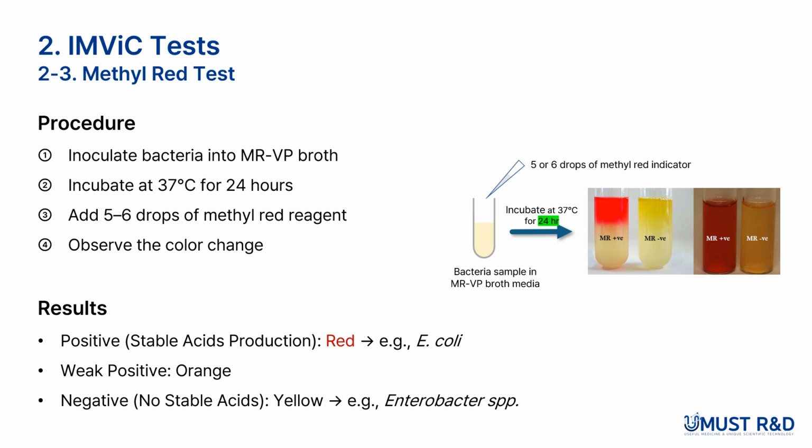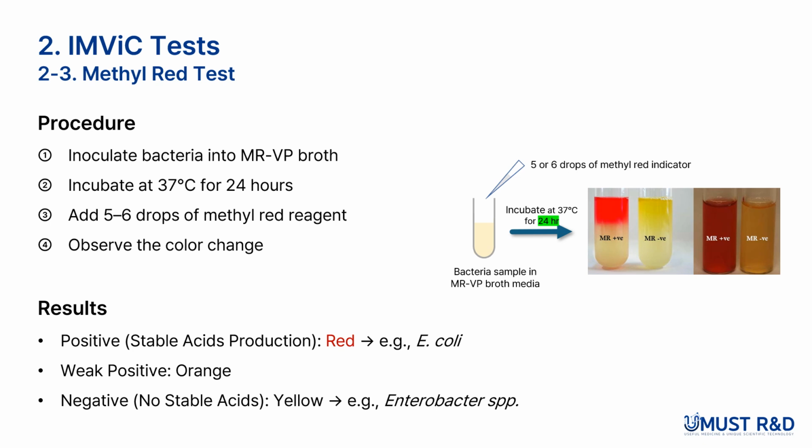For the methyl red test, we start by inoculating the bacterial sample into MRVP broth, which contains glucose as a fermentable carbohydrate. The culture is incubated at 37 degrees Celsius for 24 hours, allowing the bacteria time to metabolize the glucose. After incubation, we add 5 to 6 drops of methyl red reagent to the broth. Methyl red is a pH indicator that helps us determine whether the bacteria have carried out mixed acid fermentation, producing stable acidic byproducts.